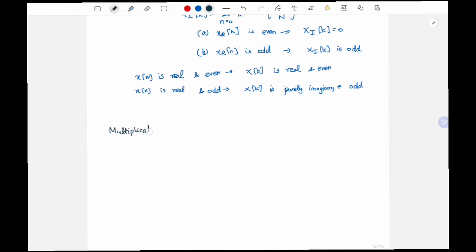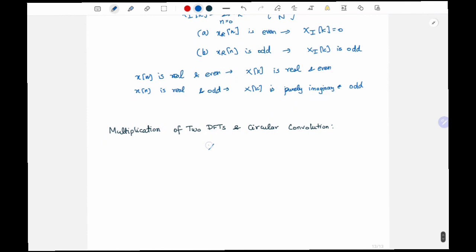So we know that multiplication of two DFTs, if you take it in the time domain, will be a convolution, right? Any Fourier transform, if you multiply and take it in the time domain, it is convolution. But here, since it is periodic in the time domain, we will have a circular convolution.